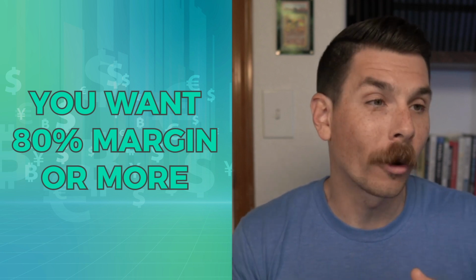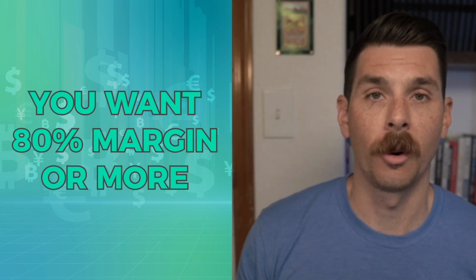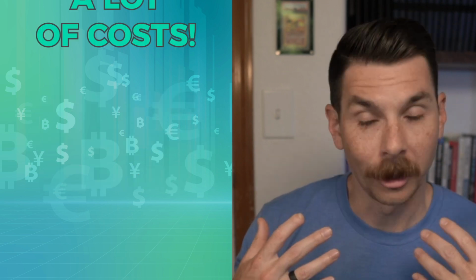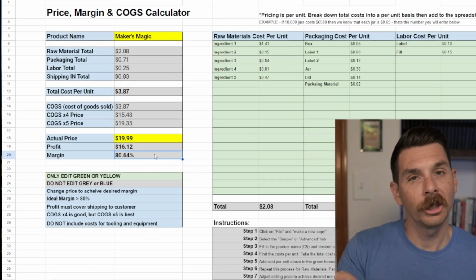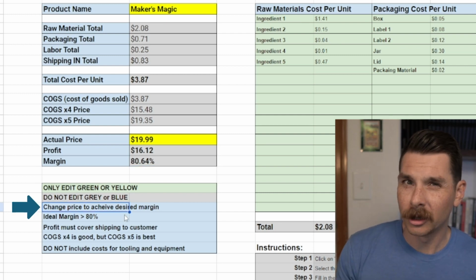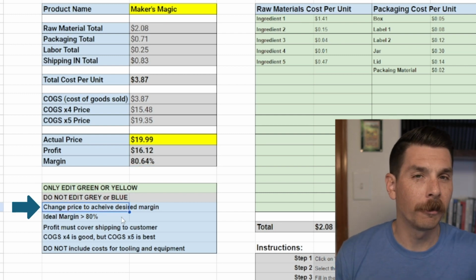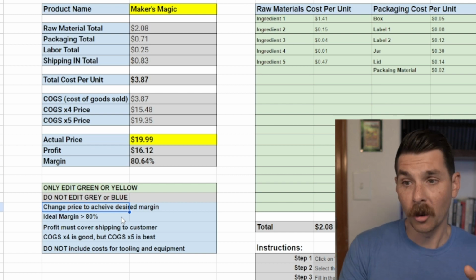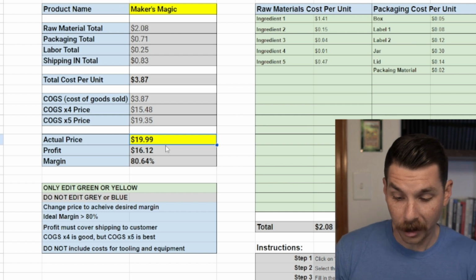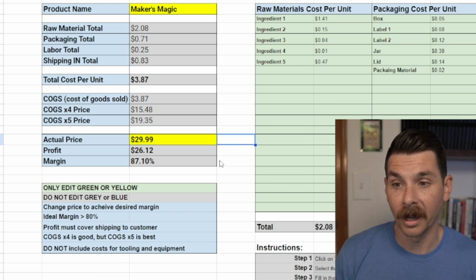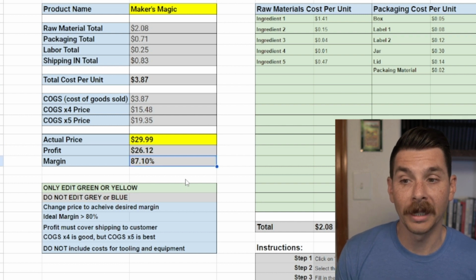80% margin or greater is what you want to strive for when building an e-commerce or a D2C company, because there's a lot of costs. Let's take a look at some more of the best practices. You can edit your price to achieve your desired margin if margin is the factor that's more important to you than profit. So feel free to play with the price up and down. If we price this at $29.99, you'll see that our margin goes up to 87%.